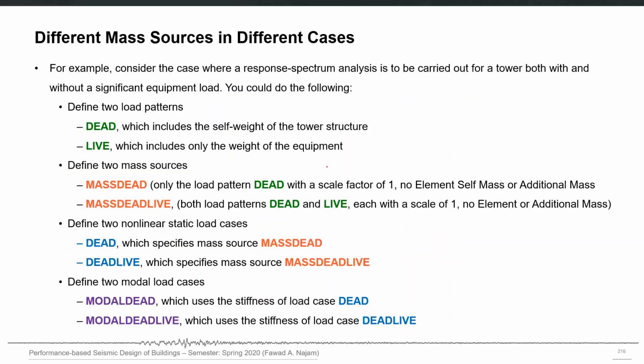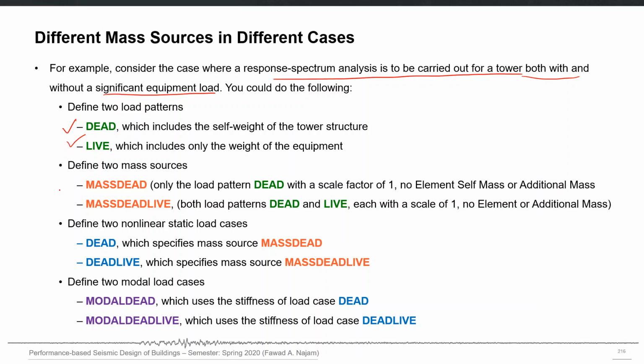So just to give you an example of a case where you have to use two different mass sources. Consider the case where a response spectrum analysis is to be carried out for a tower both with and without significant equipment load. So you want to run the response spectrum analysis for two different masses for the same structure. What you can do is define two load patterns, dead and live. Dead will contain the self weight, and live will contain only the weight of equipment, which you want to include one time and not include the second time.